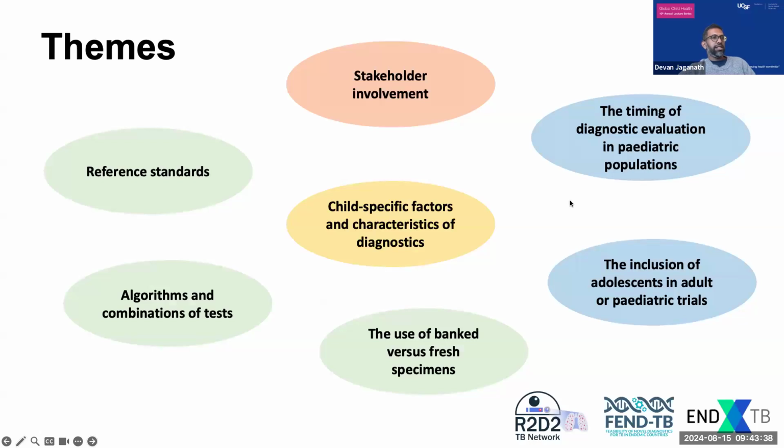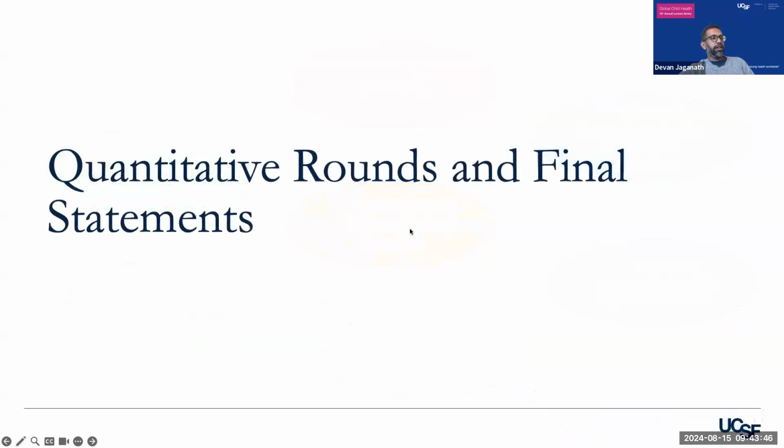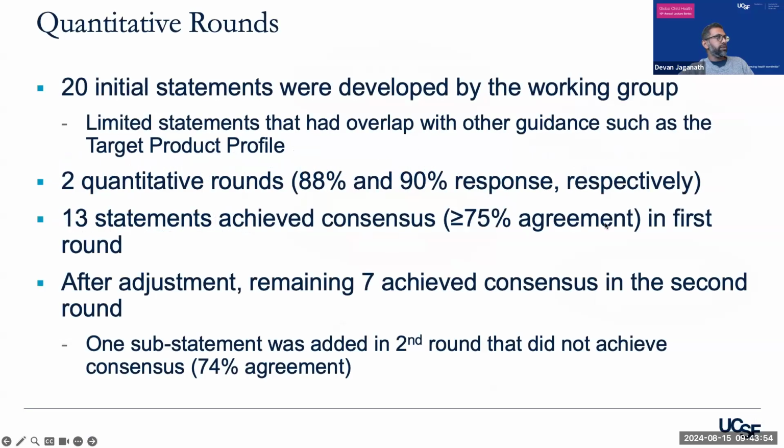And so then we had to take these themes, craft them into draft statements with the working group, and then move to these quantitative rounds. Then we'll go through these quantitative rounds and describe what these final statements are. So ultimately, we developed 20 statements as drafts, and we tried to think of more novel statements, not ones that were part of other guidance documents.